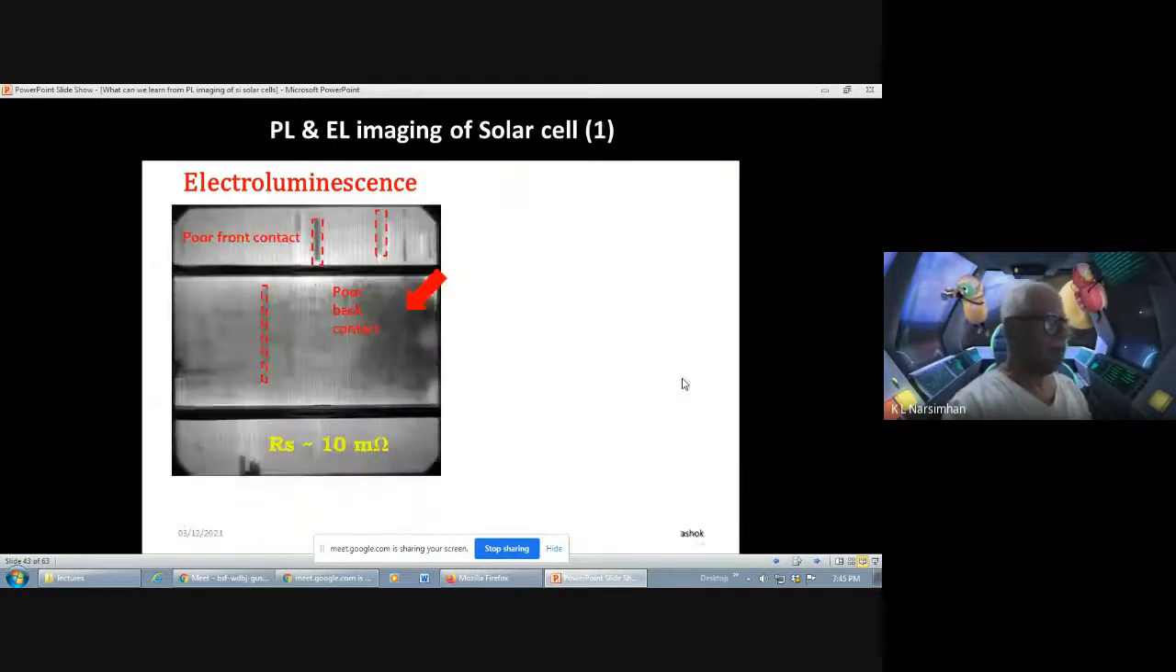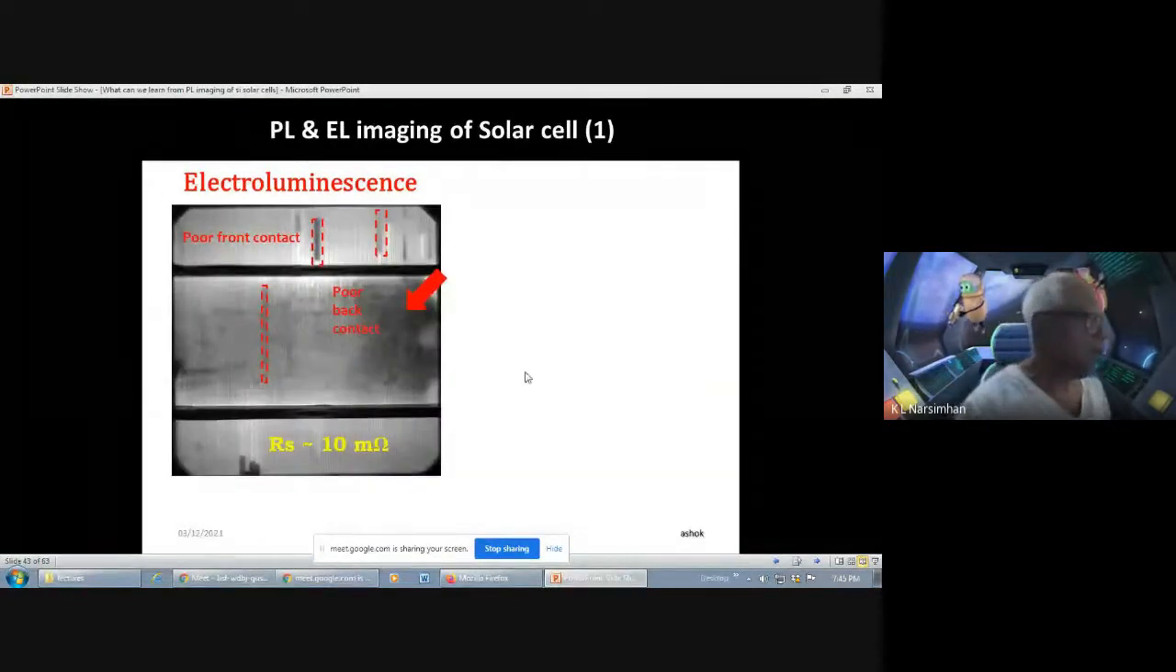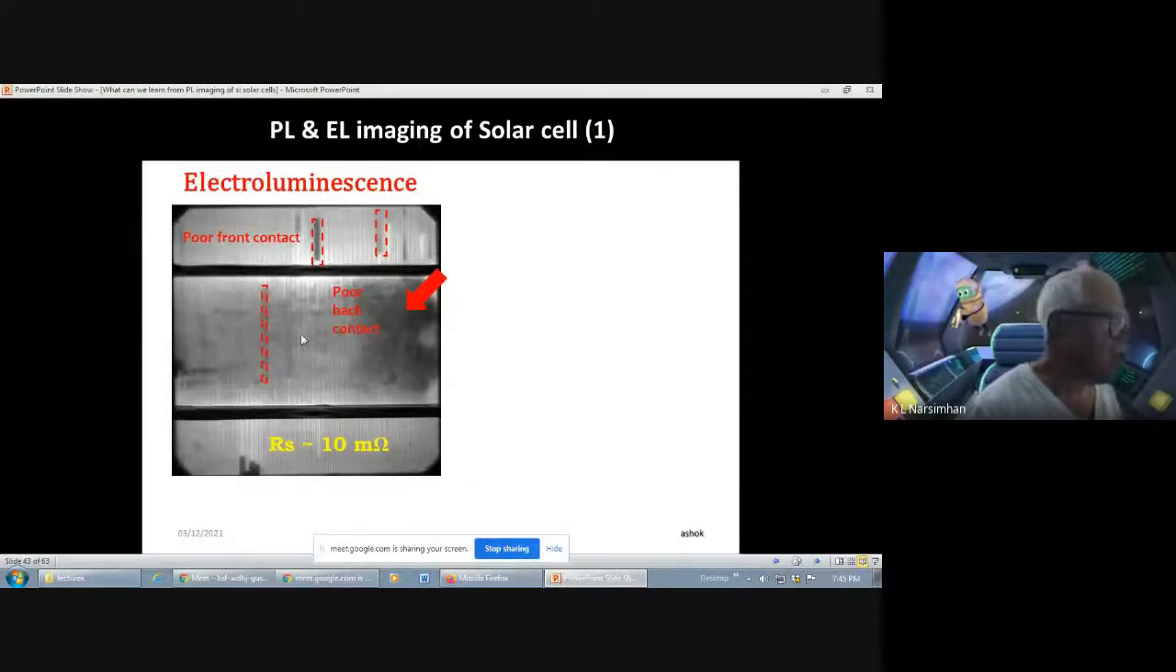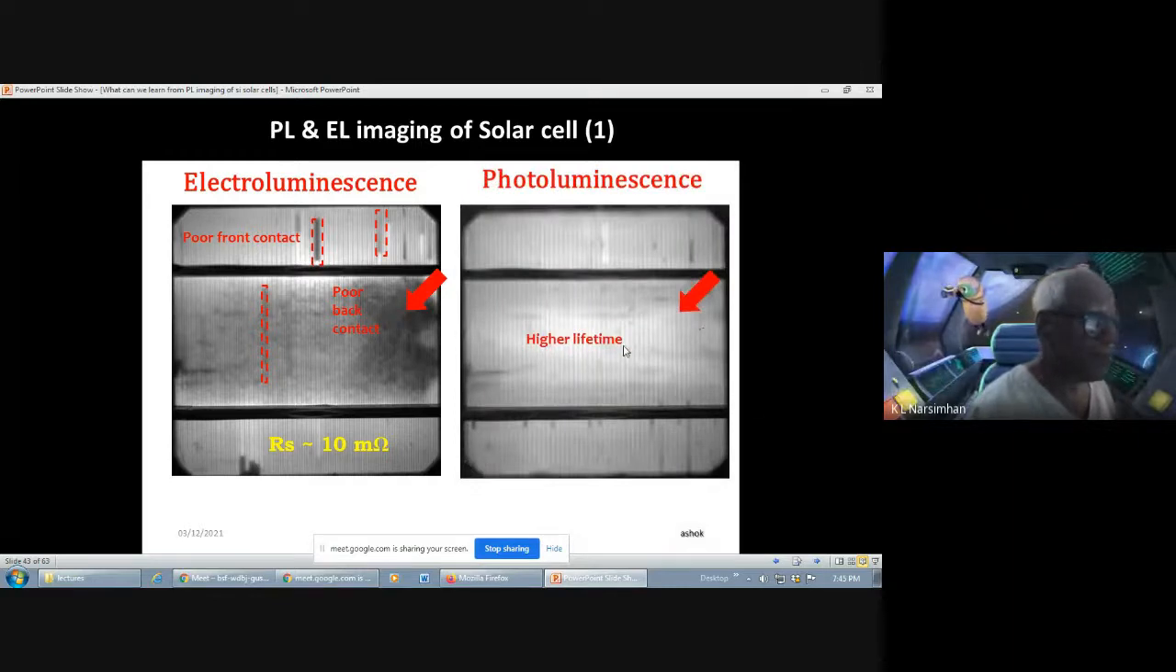All right. Here is a particularly bad case. Here is a sample where you did the EL of the sample. You can see this whole thing is dark. Now we don't know whether there's a problem with the contacts or whether the material is bad. So what you do is a PL. In the PL, you don't see it dark. You see it light. So that means this is not a low lifetime region.